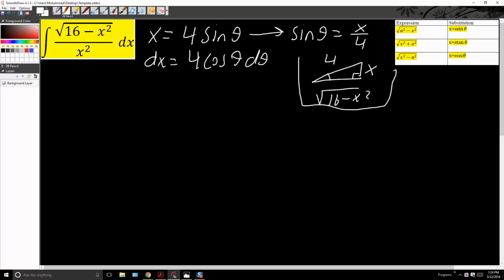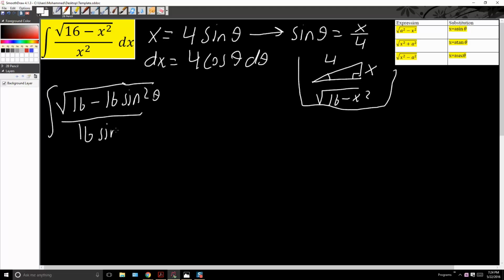Okay, so now what we need to do is replace what we have for x with the new one. So we will do square root of 16 minus, so 4 sine theta squared is going to be negative 16 sine squared theta, divided by, we plug in 4 here, so we got 16 sine squared theta. And dx is now going to be this. So it's going to be 4 cosine theta d theta.